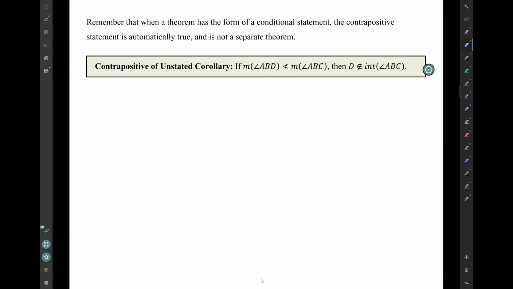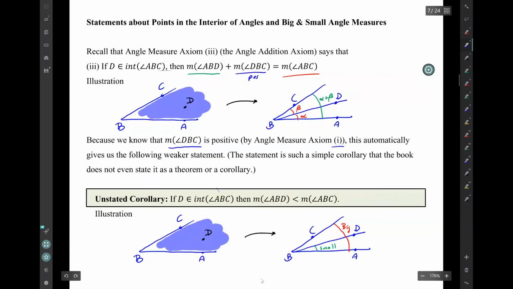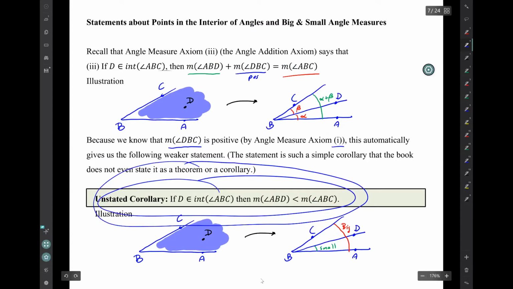Now remember that when a theorem has the form of a conditional statement, the contrapositive statement is automatically true, and it's not a separate theorem. So the contrapositive of that unstated corollary is this: if the measure of angle ABD is not less than the measure of angle ABC, then D is not in the interior of that angle. But again, that's not a separate theorem. That's just true automatically because this is true. And this is such an obvious seeming statement that the book doesn't even present this as a theorem or a corollary.